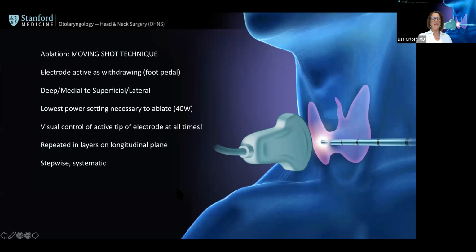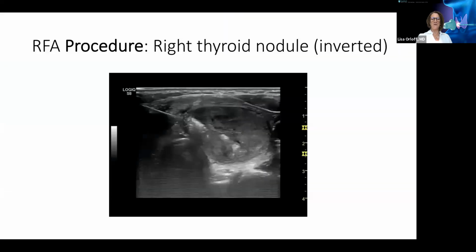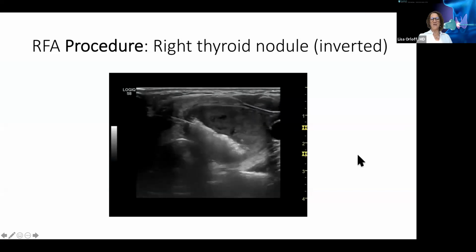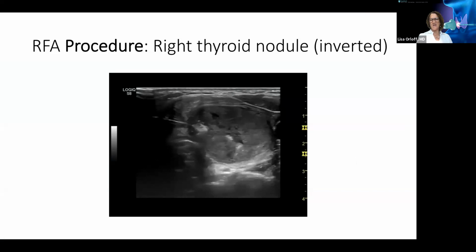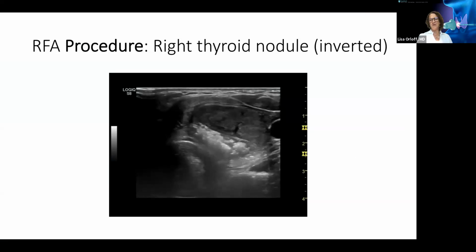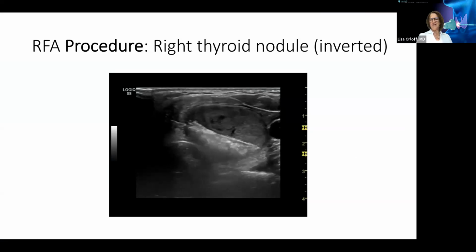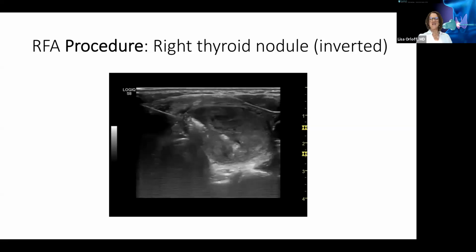This is done in repeated layers from inferior to superior or superior to inferior in the longitudinal plane. And again, here just showing repeated layers of ablation systematically, sequentially from deep to superficial. And I think you're going to see this a lot more thoroughly in the video that's up next.